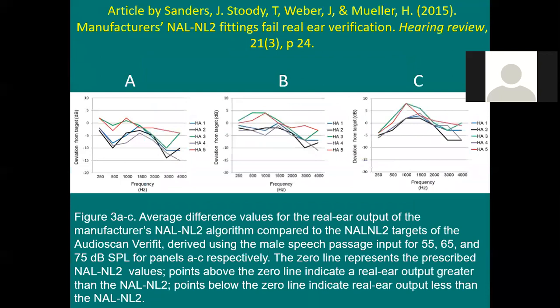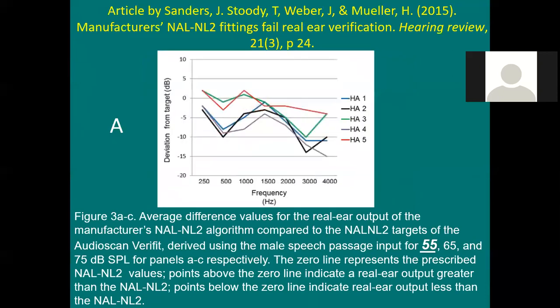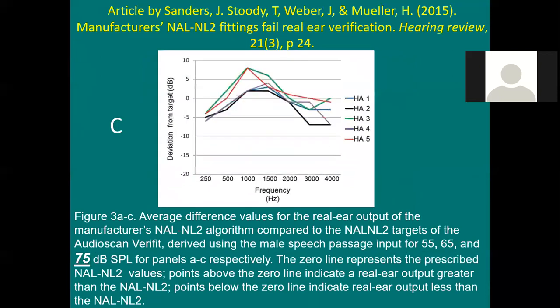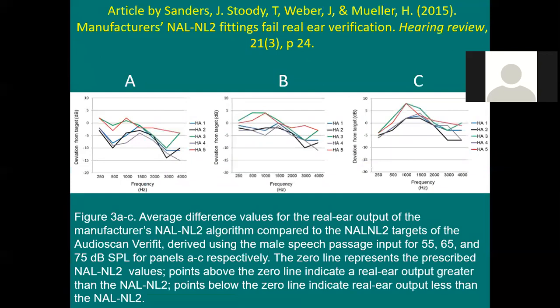So now we're going to look at and read this. It's a busy slide because from here we'll look at A, B, and C closer, okay? But this is just a description of all three of those together. Read what it says in the white writing here. And this is all from that one article. Sanders, Studebaker, Weber, and Mueller, Hearing Review 2015. Figure 3A to C.